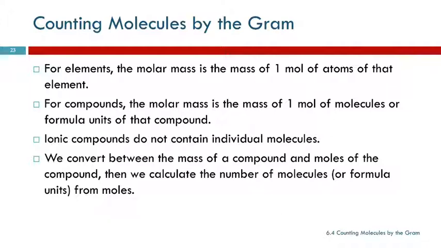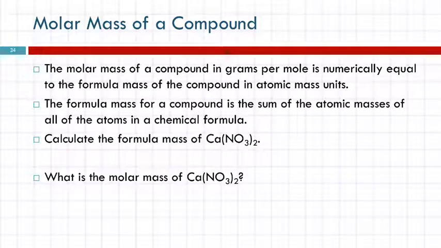So we can use the mass of a compound and the moles of a compound. We convert between the mass of the compound and moles of the compound, then we calculate the number of molecules or formula units from moles. The molar mass of a compound in grams per mole is the same number as the formula mass in atomic mass units. Okay? So we just add them all up.